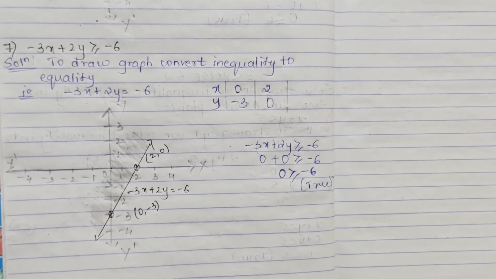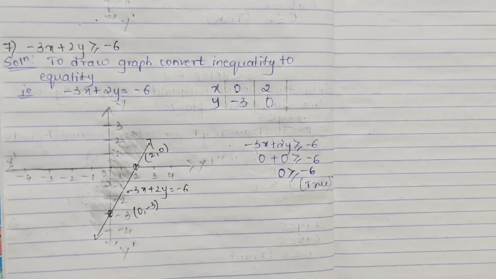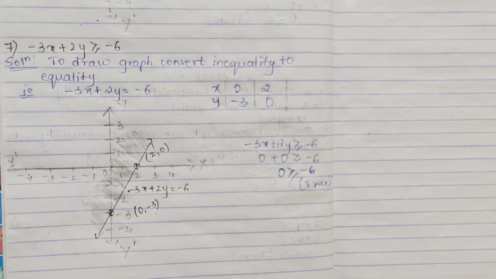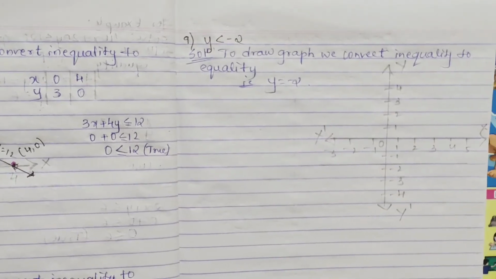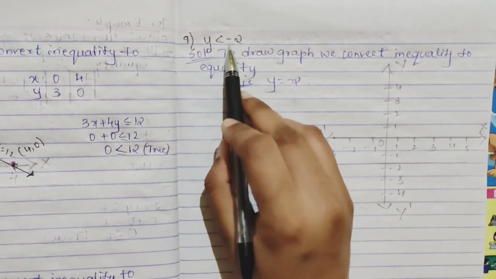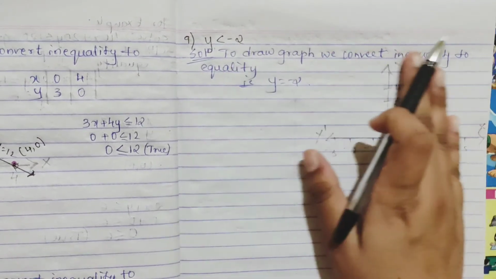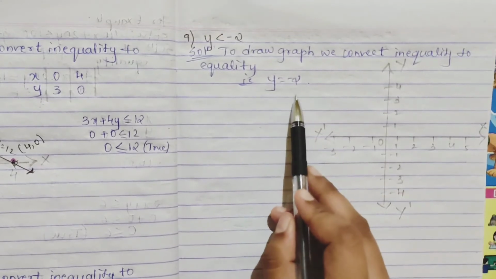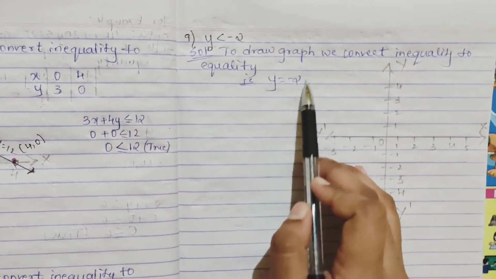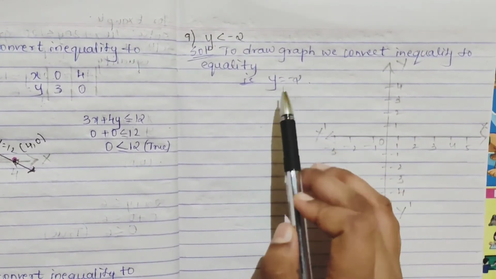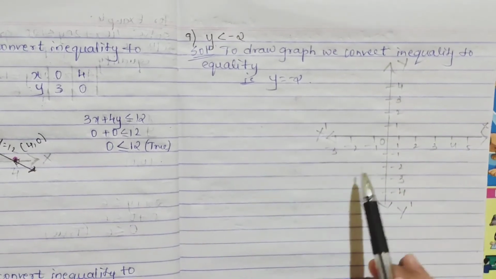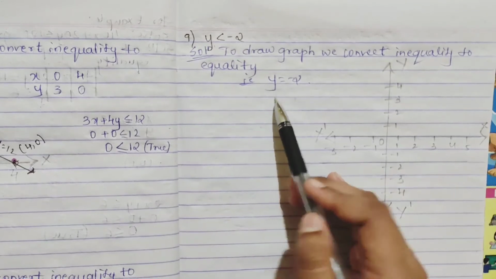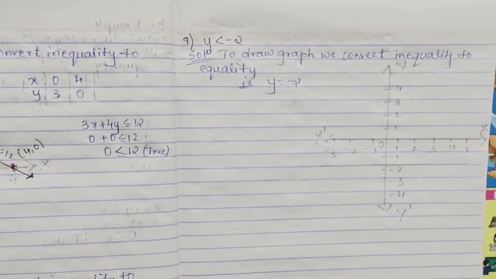One last example, we'll see. Take care. Please pause the video to note it down. Your next question is the ninth one, y is less than minus 2. To draw the graph, we convert the inequality to equality, so y is equal to minus 2. When it is y equal to a constant, the line is parallel to the x-axis. If you have x equal to a constant, it will be parallel to the y-axis. You have studied this.